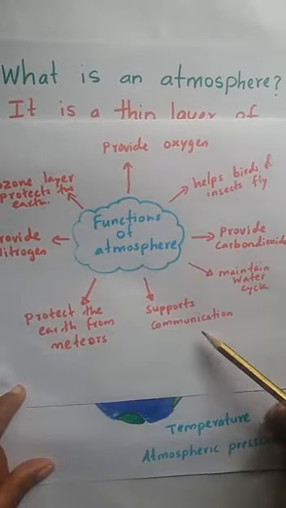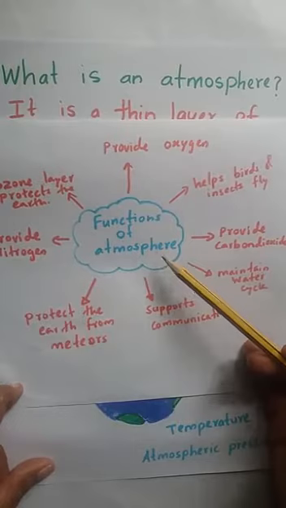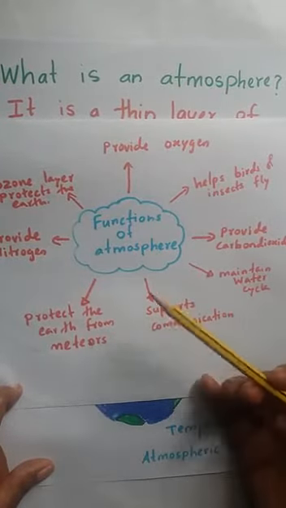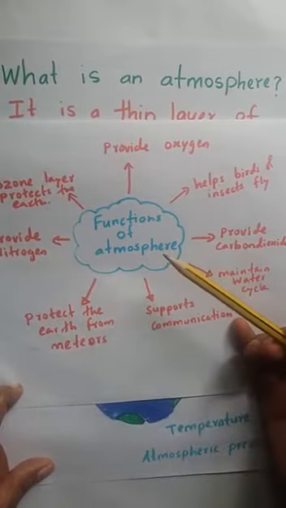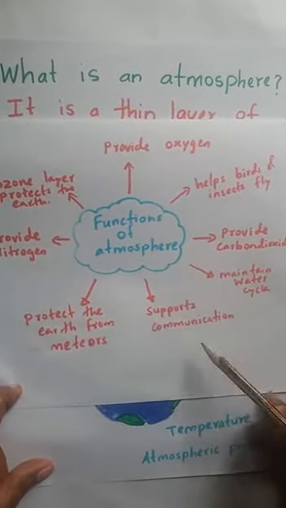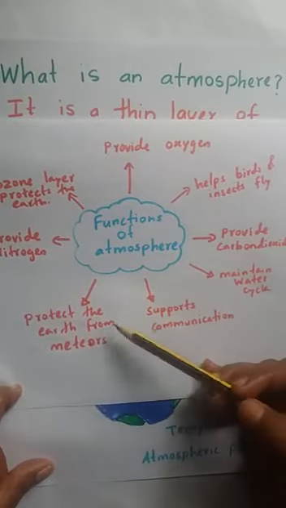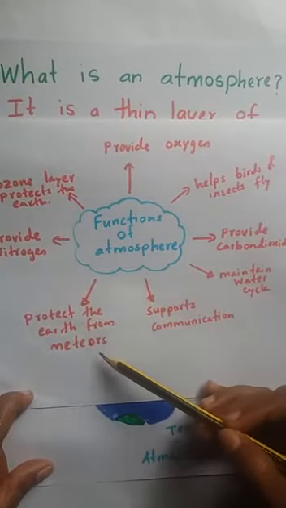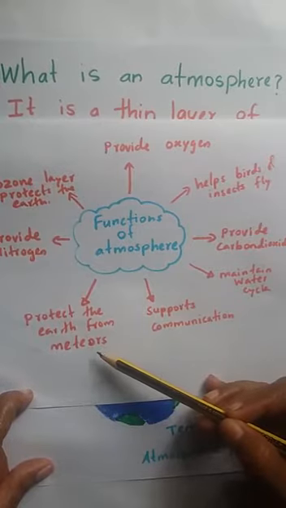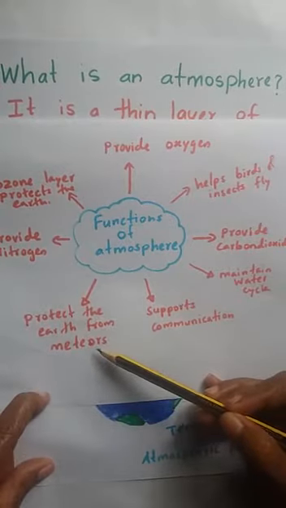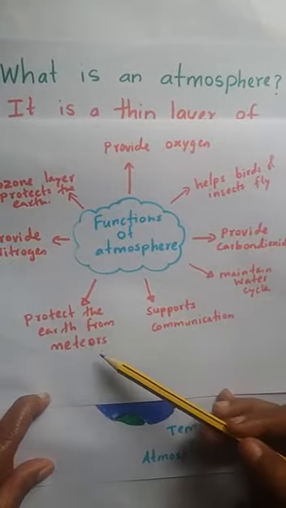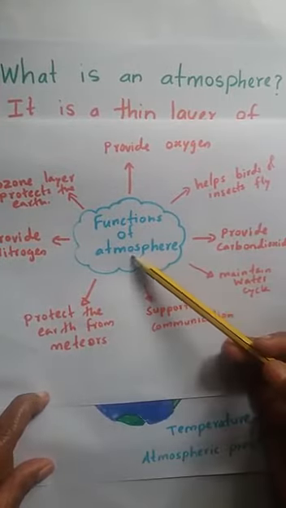Supports communication. The atmosphere has gases. We need a medium in order to transport or propagate our sounds. So the atmosphere is helping communication, and it protects the earth from meteors. Meteors are rocky substances, burning rocks actually. These will be burnt by one of the layers of the atmosphere.